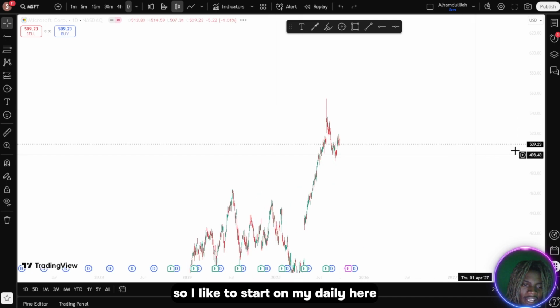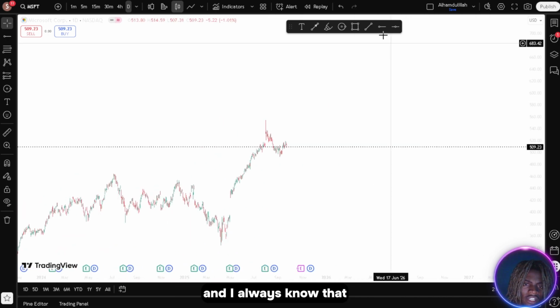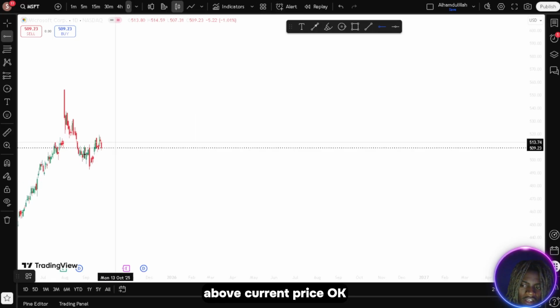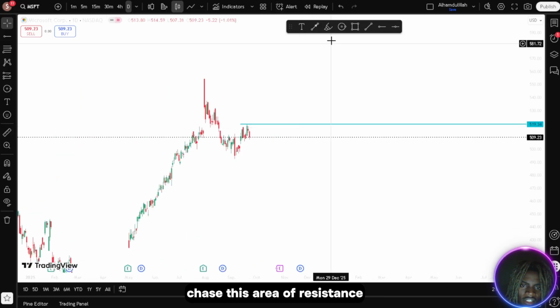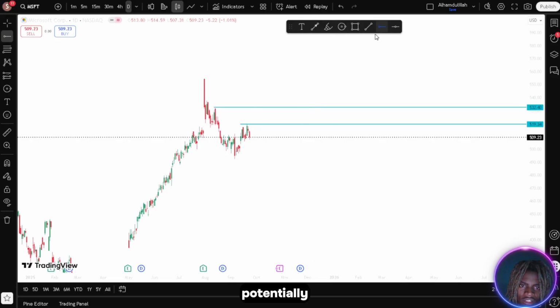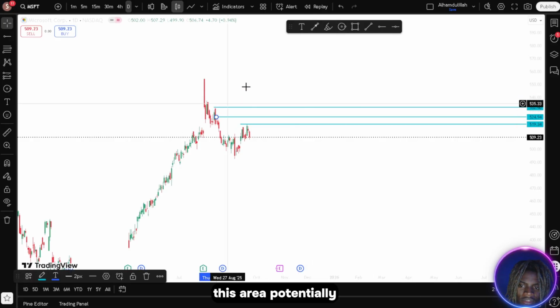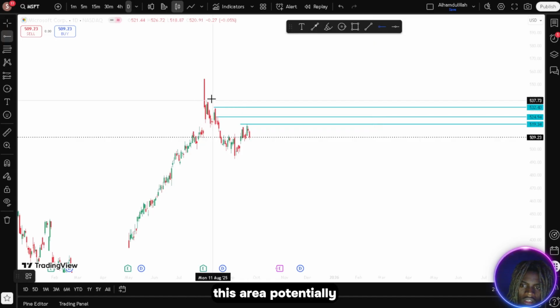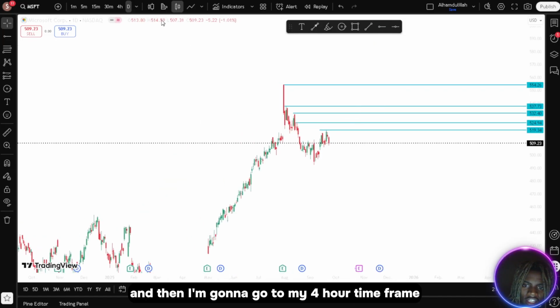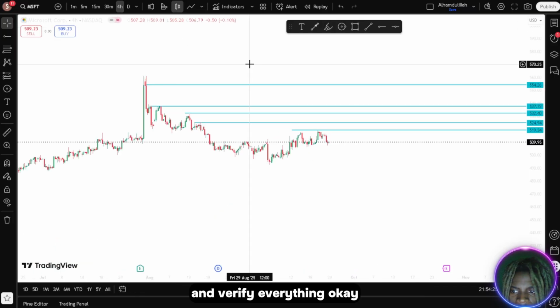So I like to start on my daily here. And I always know that price is trying to chase an area of resistance above current price. Okay, so I can see that price is trying to chase this area of resistance, this area potentially, this area potentially, and then all-time highs. And then I'm going to go to my 4-hour time frame and verify everything.